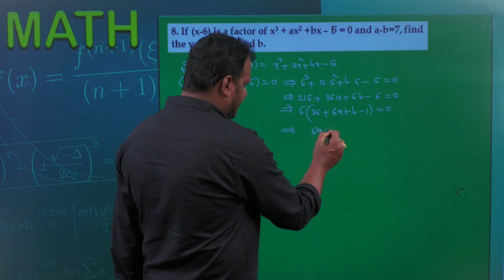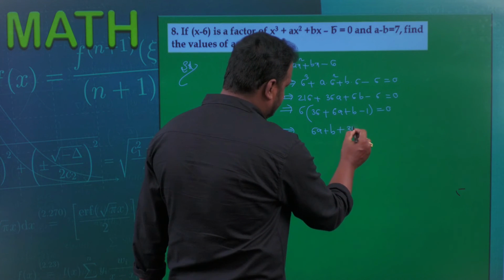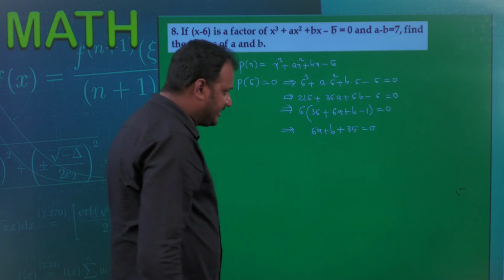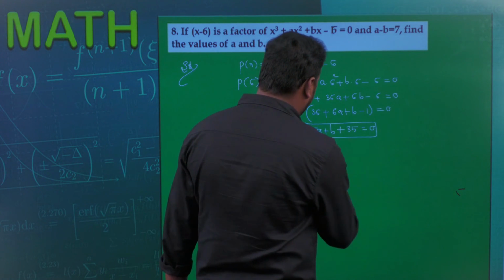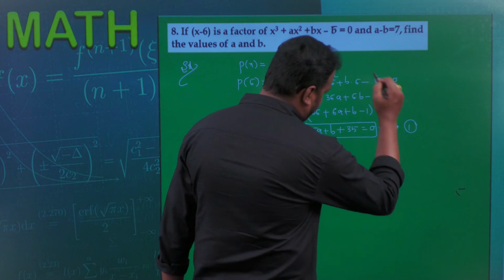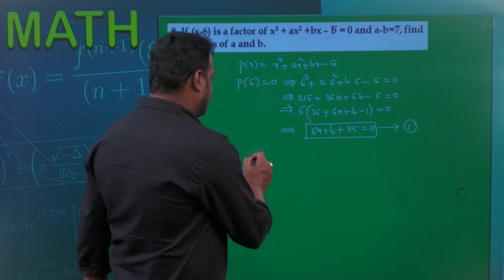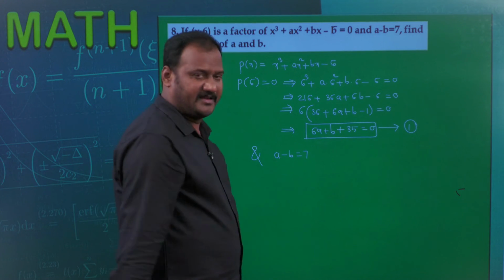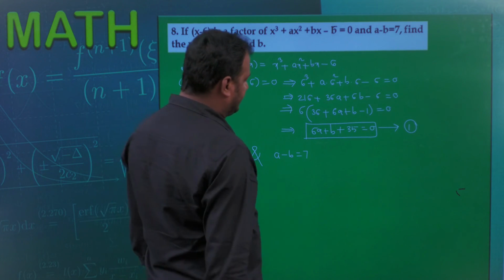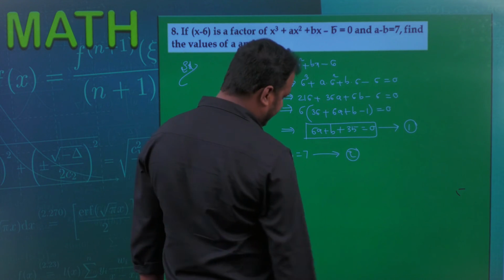That is 6a plus b, 36 minus 1 is equal to 35, which is equal to 0. So 6a plus b plus 35 is equal to 0. Let us consider this one as the first equation. And the second one, a minus b is equal to 7. Also given that a minus b value is 7. Consider this the second equation.